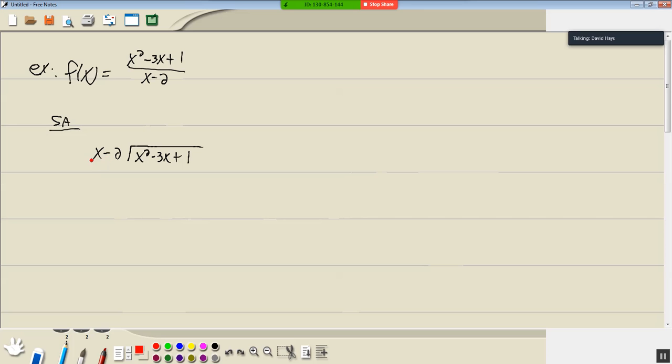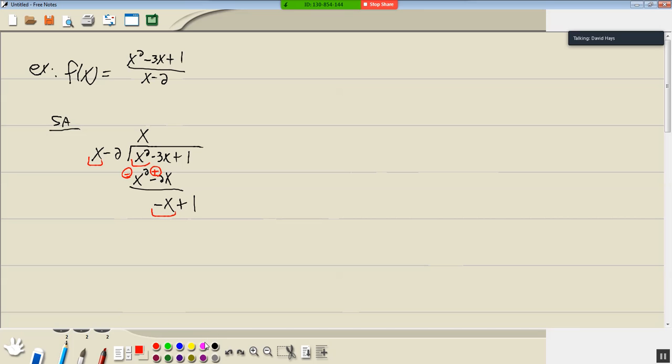Now look at the first term of each. Look at the x and the x squared. And you ask yourself what times x gives you x squared, and that's x. Now whatever we put up on top, you multiply by what's out in front. X times x is x squared. X times negative 2 is negative 2x. We'll subtract that line, which means flip signs. So it becomes negative, this becomes positive. X squared minus x squared drops away. Negative 3x plus 2x is negative 1x or negative x. Now bring down the plus 1.